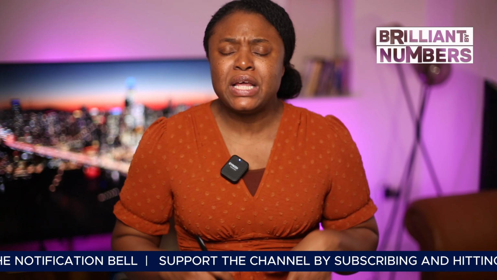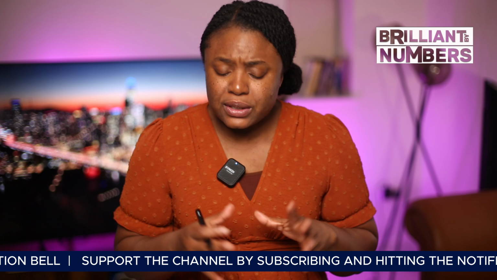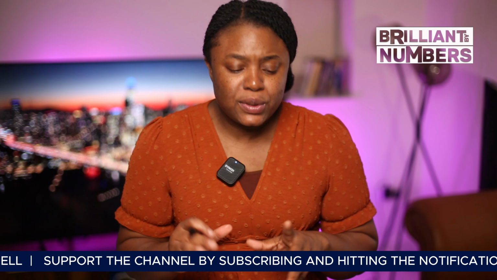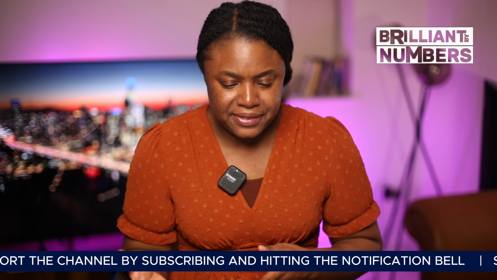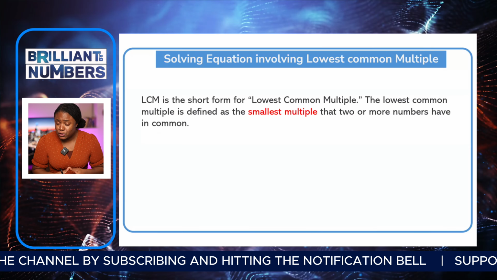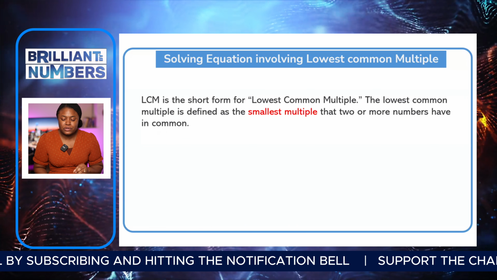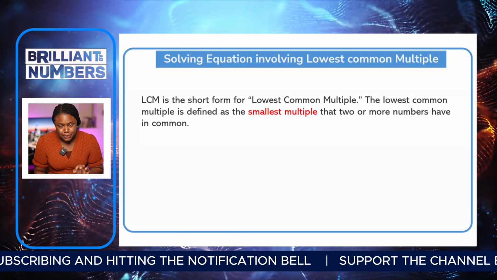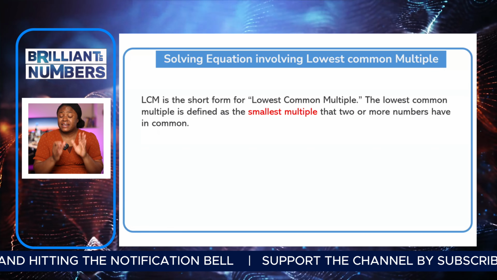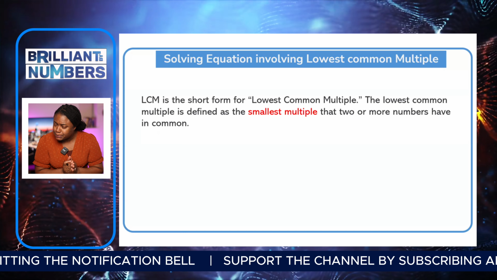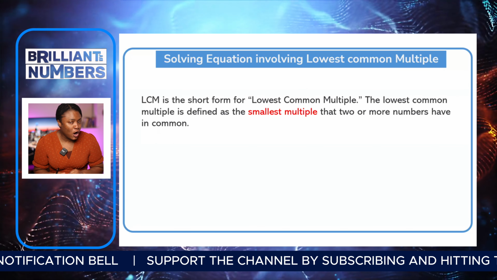Absolutely fantastic. Now we're going to do 2 questions that involve finding the lowest common multiple. At this point I will just talk you through what the lowest common multiple is and how to find it. So lowest common multiple, which we call LCM. LCM is short for lowest common multiple. Now the lowest common multiple is defined as the smallest multiple that 2 or more numbers have in common.